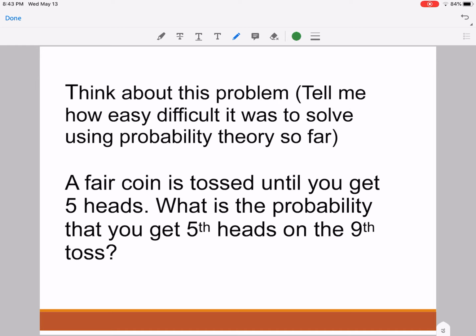Try to use the probability theories that we have discussed so far and tell me whether you solved this problem easily or whether it was difficult to solve. I'm interested in finding out whether it was easy for you to solve or whether it was difficult for you to solve using the probability theories that we have seen so far.